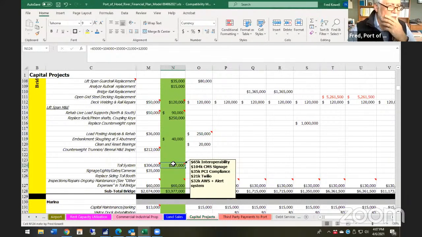I also have in here this PCI compliance. I may take it out. We might get that done before the end of June. If we don't, I'll have to put that back in.